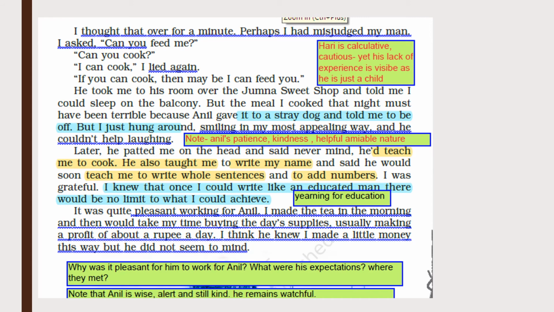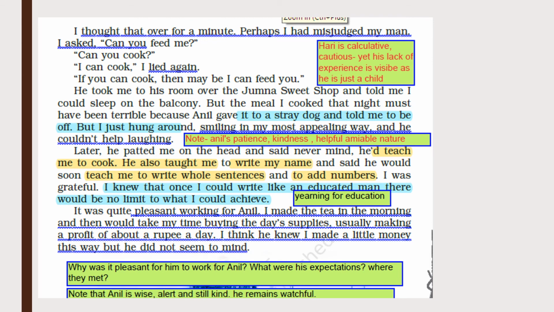He would learn so much over there. Otherwise, who would teach a thief child so much? I knew that once I could write like an educated man, there would be no limit to what I could achieve. This shows his yearning for education. Now, these are those children who want to get educated, but somehow life doesn't give them a chance, life doesn't give them an opportunity to get educated.